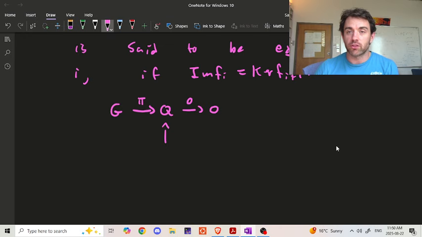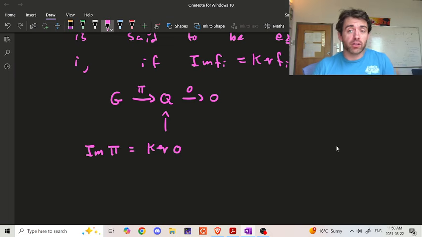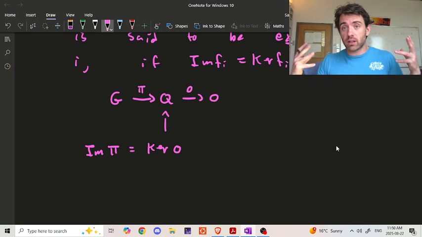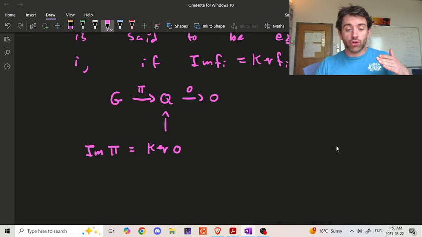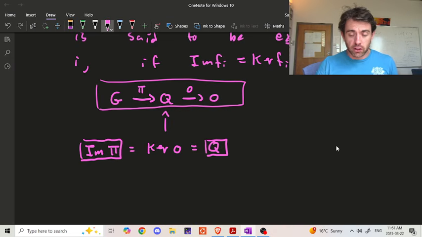What would it mean for this sequence to be exact at the position where Q is? That should mean that the image of the map pi is equal to the kernel of the next map in the sequence, which is the 0 map. But the 0 map is the group homomorphism that takes every element of Q and sends it to the identity. So by definition, everything is in the kernel. This says that the image of the map pi is equal to Q. This is just another way of saying that the map is surjective, right? So that's what exactness of this sequence means at Q.